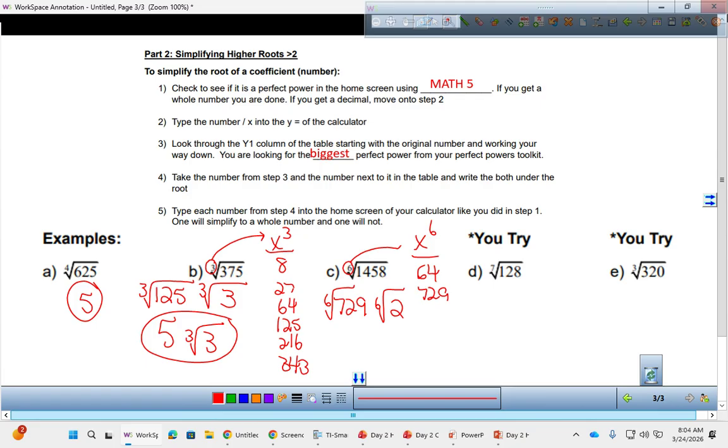If you don't want to type that into the home screen of your calculator, another way to simplify the 729 is go to the 6 column, put your finger on the 729, and then slide your finger all the way over to what x equals. That's what it will reduce to. Does that make sense? So if I don't want to math 5 that and figure out what the 6th root of 729 is, I go to the 6 list, put my finger on 729, slide it over, I can see that x equals 3. So this is going to simplify to 3.